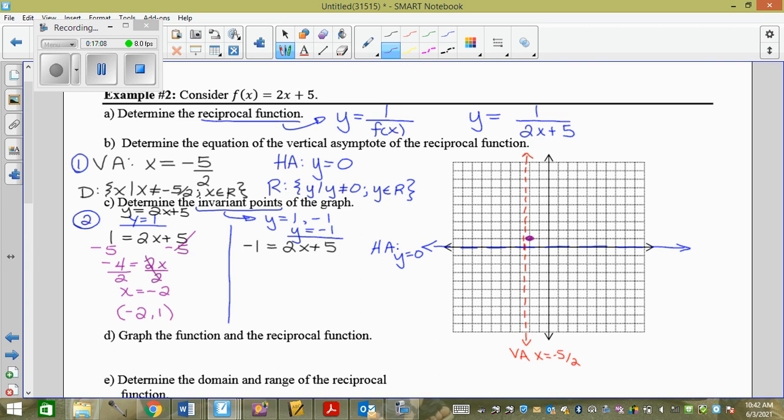Then I need to find my other one. So I subtract 5. I get negative 6 equals 2x. Divide by 2.